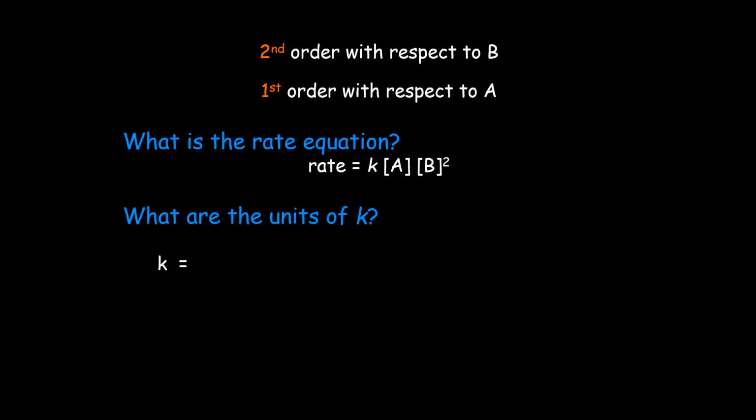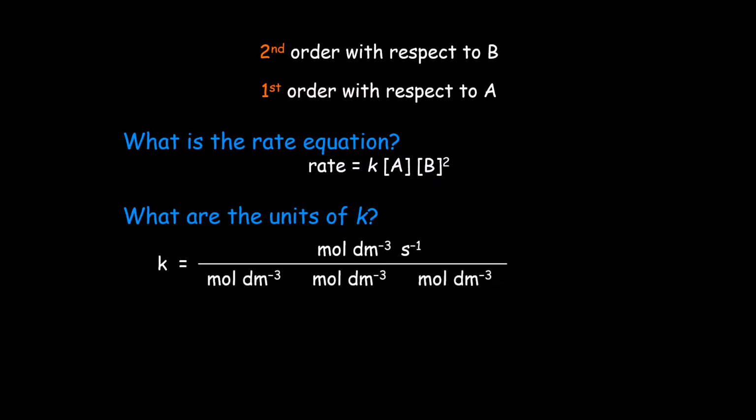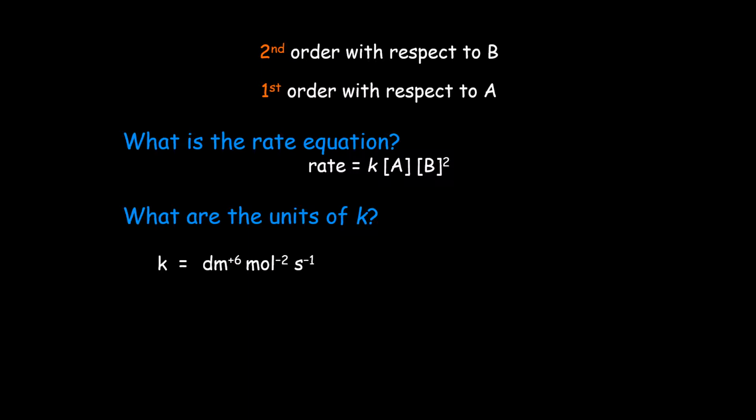Rate equals k, concentration of A to the power of 1 times the concentration of B to the power of 2. Now you may want to pause the video until you've rearranged this for the value of k and worked out the units. So it's going to be mole per decimeter cubed per second, that's for your rate. Cancel 1, combine those, bring them up to the top side.